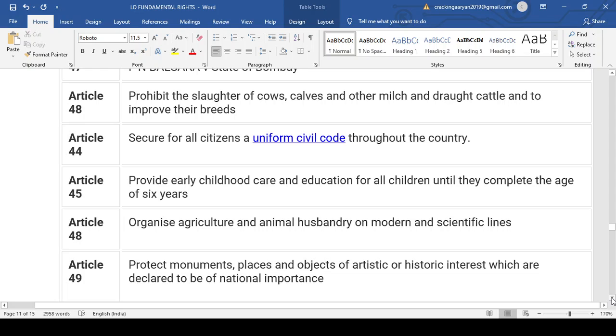That is Article 48. Now we come to the most controversial, and recently you must have seen how this article is in the news. It has been in the news for the last 1 year. It is very much in the news. Article 44. The state shall endeavor to secure for the citizens a uniform civil code throughout the territory of India.